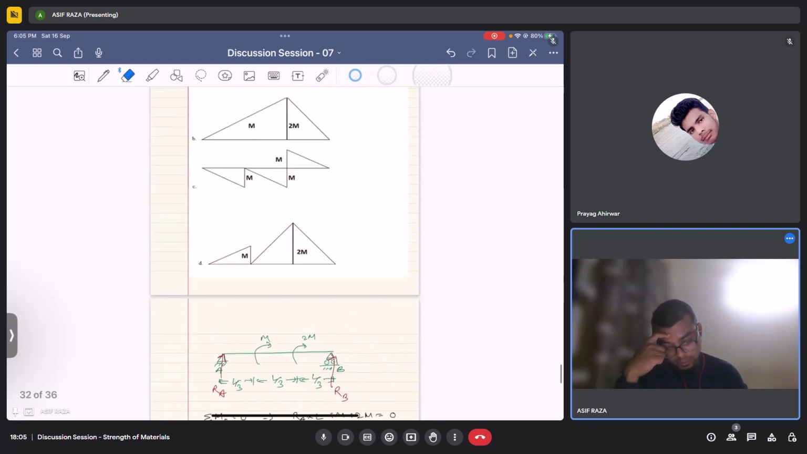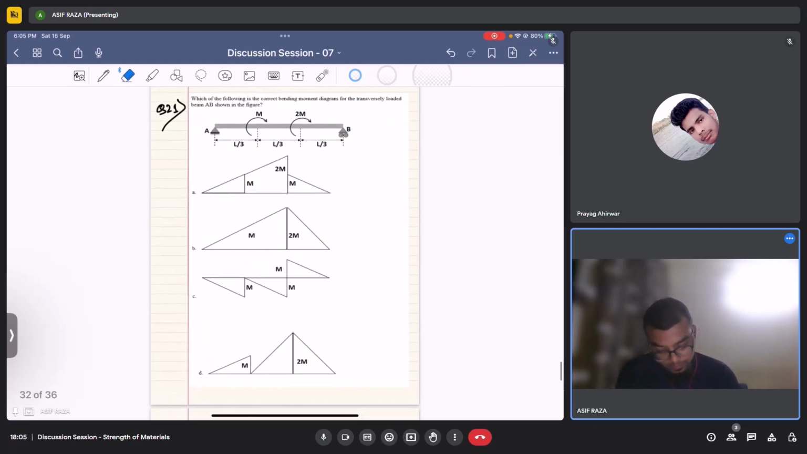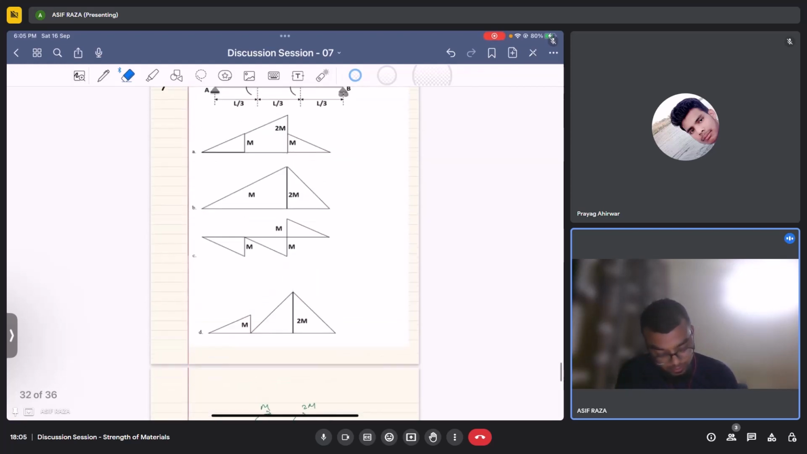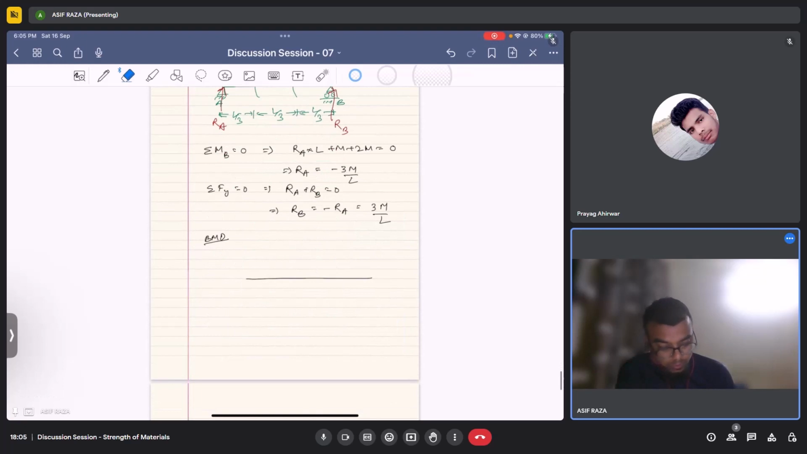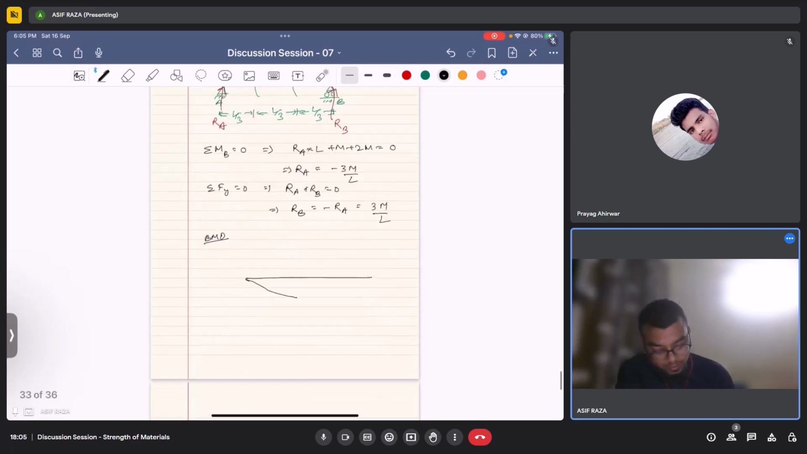3m by L into x. So yeah, 3m by L x. So at a distance L by 3, it would be equal to minus m. Then there's a shift in the minus m plus m. So moment will go to 0.